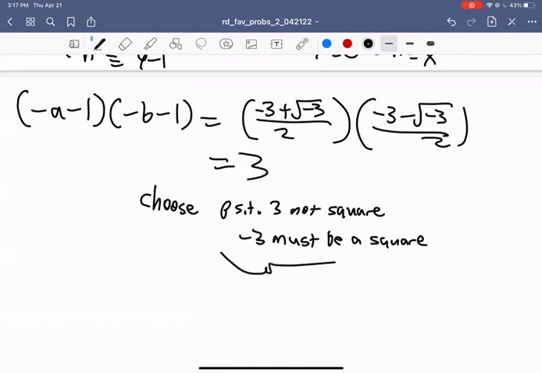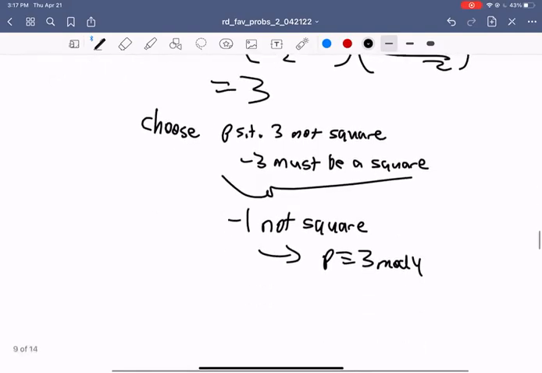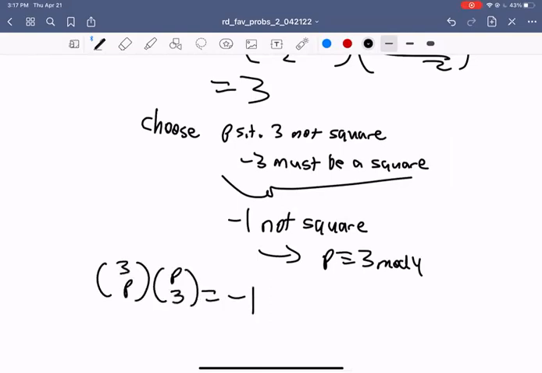So between these two things, we see that -1 is not a square. And from quadratic residues, this implies that P is 3 mod 4. And then by quadratic reciprocity, this must be equal to -1 because P is 3 mod 4. And can you write those terms so that somebody looking up later can look them up?